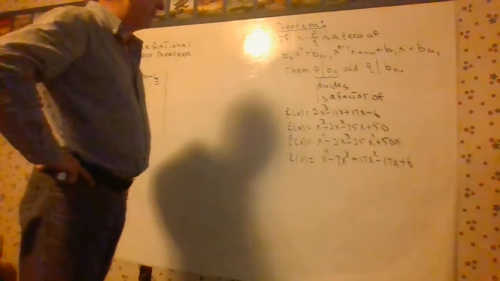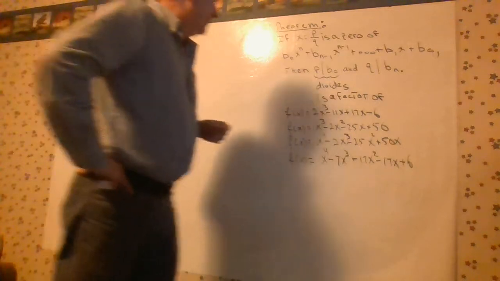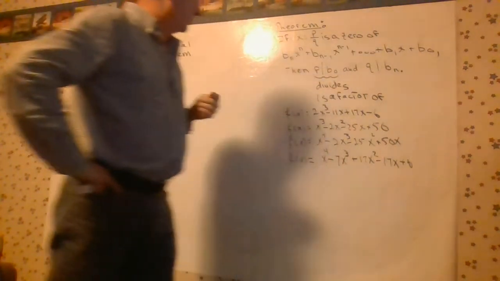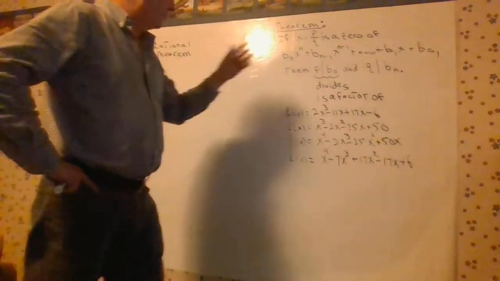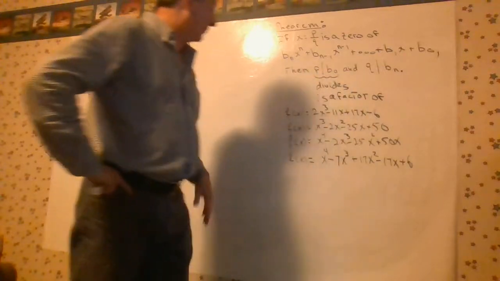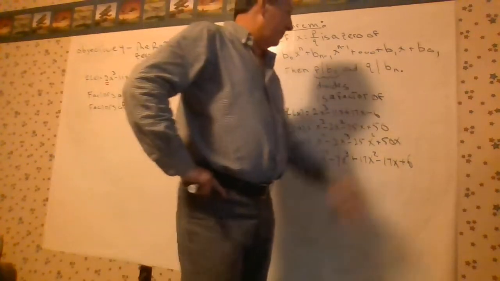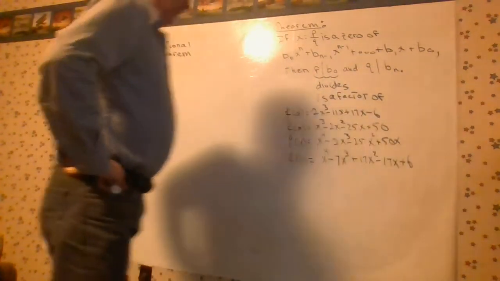Here's a basic statement. You can find this in any pre-calculus book. If P over Q is a zero, and we assume P and Q are integers, P over Q is a rational number of this polynomial. The highest degree term is a coefficient B sub n, and the constant term is B sub 0. The subscripts follow the exponents.